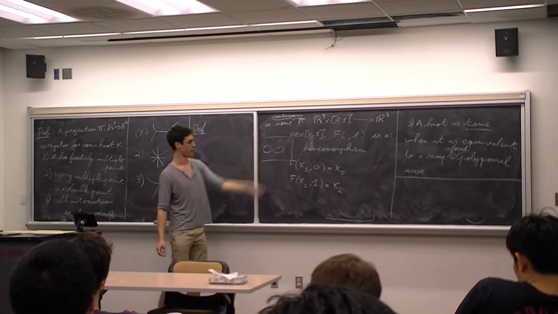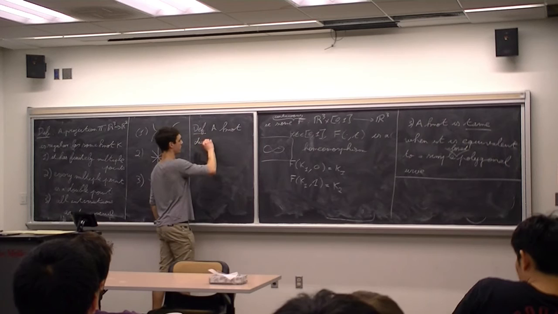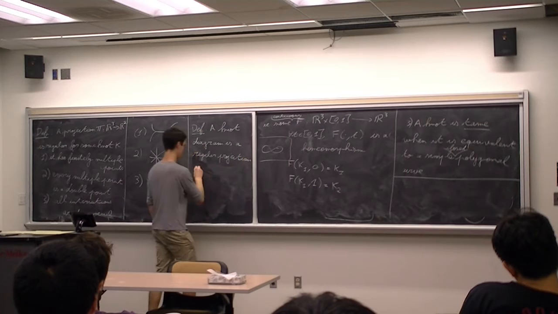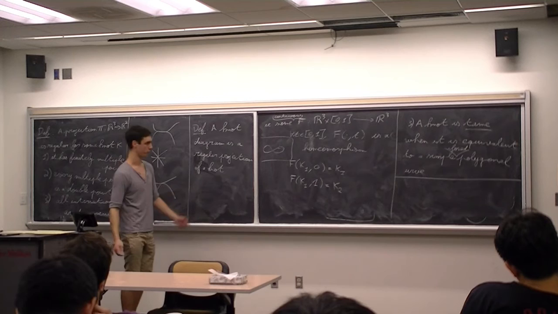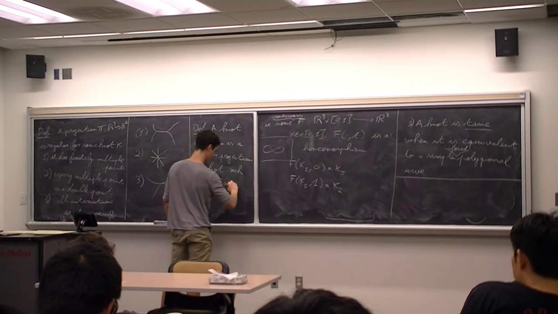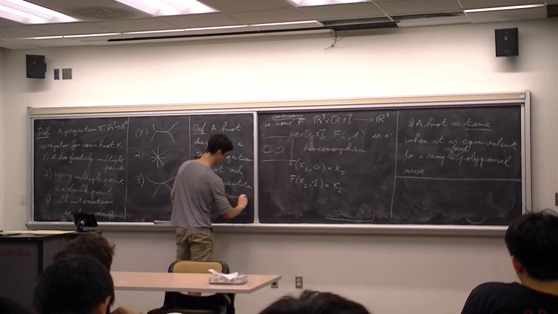So a knot diagram is a regular projection of a knot, a regular projection with enough information to reconstruct a knot, such that under and over crossings and orientations are labeled. Crossings.